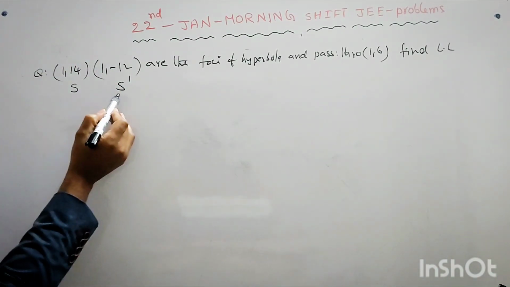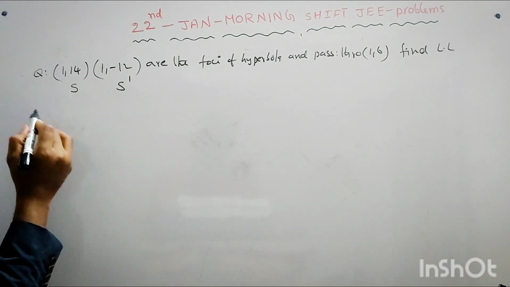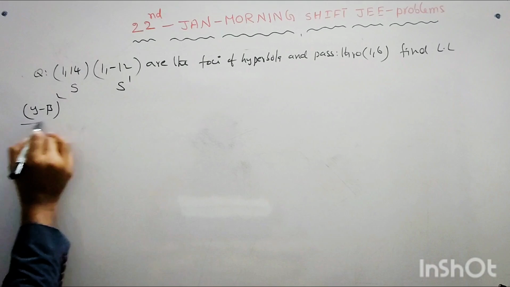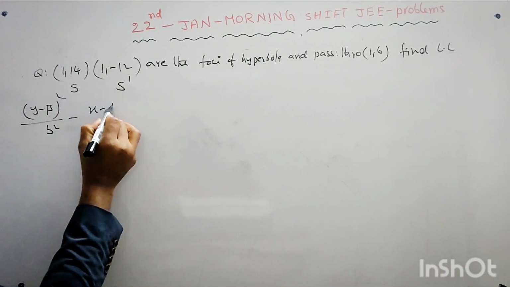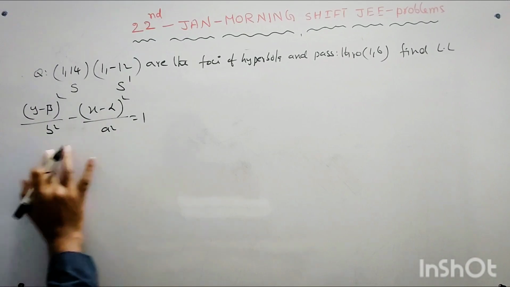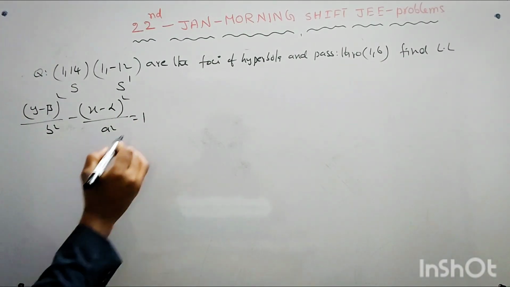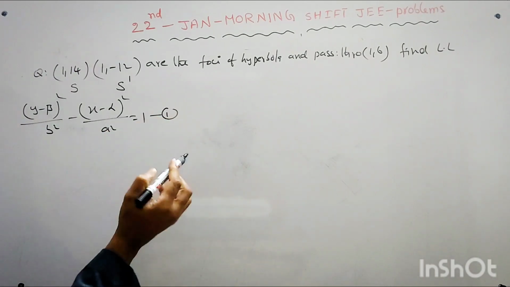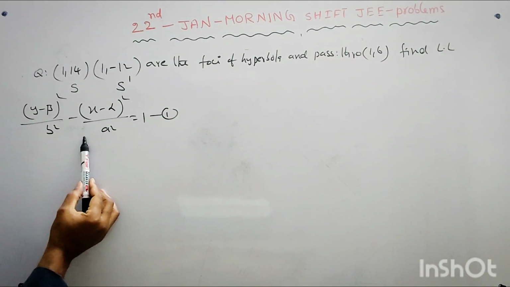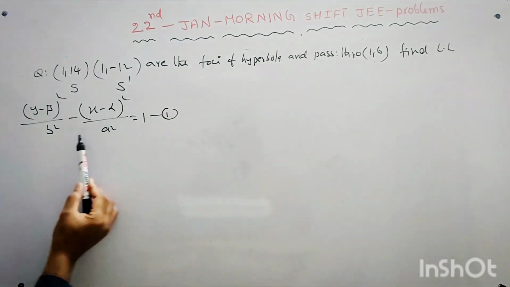In S and S dash, if the x values are equal, our wanted equation of the hyperbola is (y minus beta) whole square by b square minus (x minus alpha) whole square by a square is equal to 1. This is the wanted equation of the hyperbola. But this entire hyperbola is passing through (1, 6). That's why I substitute this point in this equation.